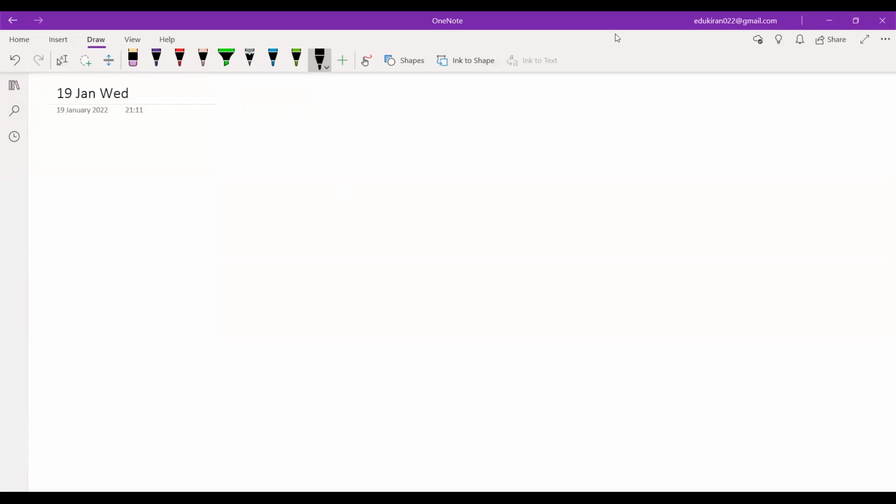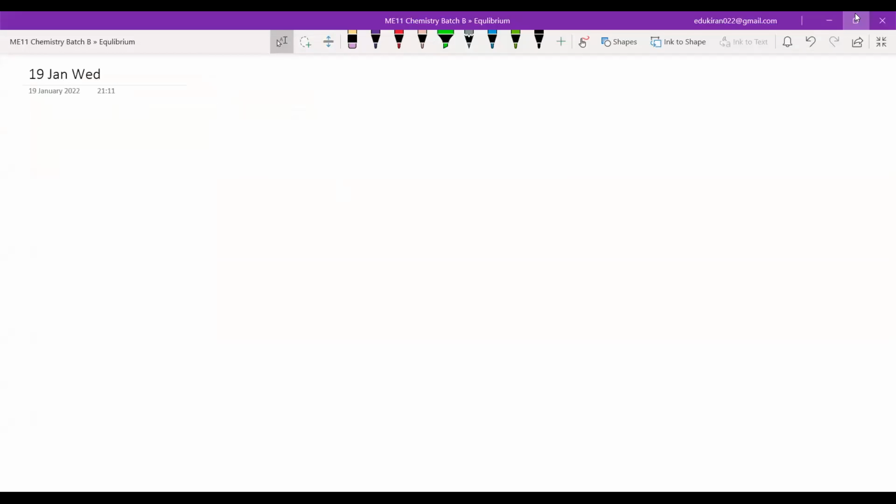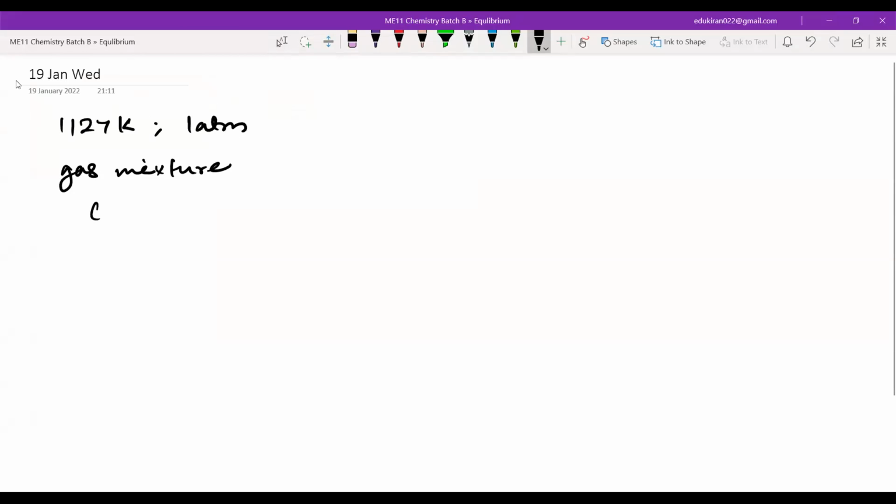That you have doubt in? Yes, sir. At 127 Kelvin and 1 atmospheric pressure, the gaseous mixture of CO and CO2 is in equilibrium with solid carbon and has 90.55% CO by mass. Calculate the equilibrium constant for this reaction at the above temperature.